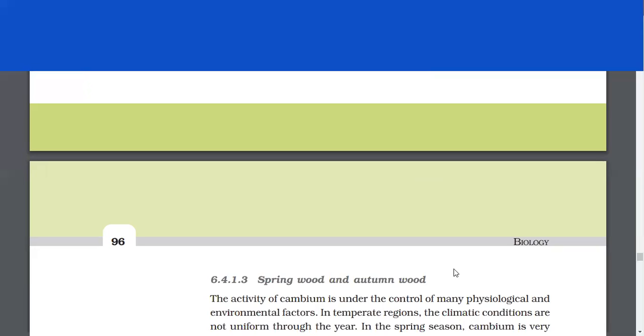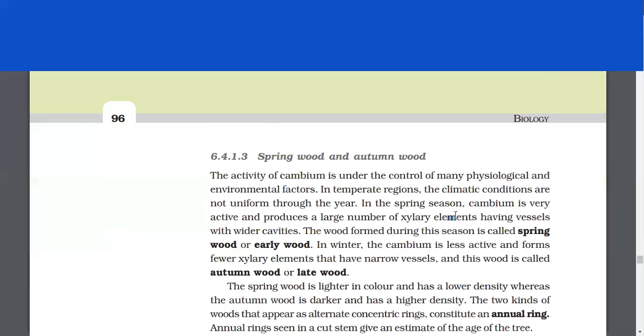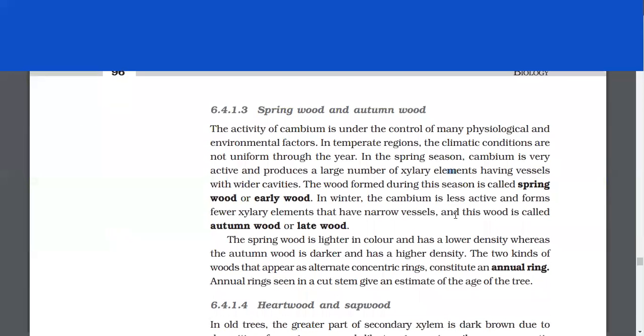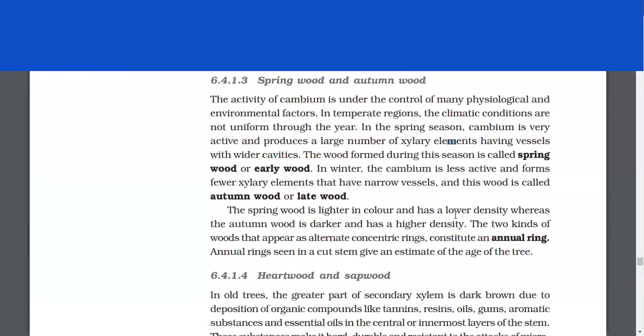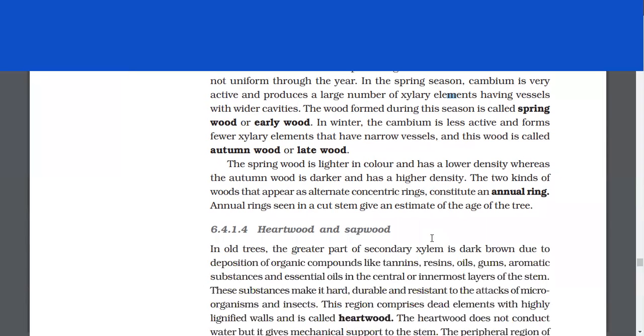Springwood and autumn wood. The activity of cambium is under the control of many physiological and environmental factors. In temperate regions, the climatic conditions are not uniform through the year. In the spring season, the cambium is very active and produces a large number of xylary elements having vessels with wider cavities. The wood formed during this season is called springwood or early wood. In winter, the cambium is less active and forms fewer xylary elements that have narrow vessels, and this wood is called autumn wood or late wood.